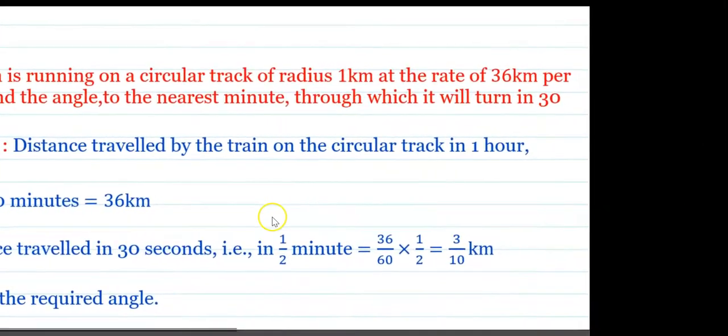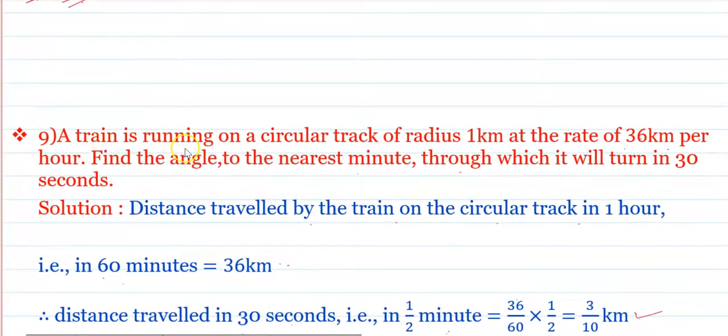A train is running on a circular track of radius 1 kilometer at the rate of 36 km per hour. Find the angle to the nearest minute through which it will turn in 30 seconds. Now in this problem, first of all, we'll find out the distance covered by this train in 30 seconds. We have given that the speed of the train is 36 km per hour. It means that it covers a distance of 36 km in 60 minutes. Then we'll find out in 1 minute. Then we'll find out in half the minute. Okay. And that will be the distance.